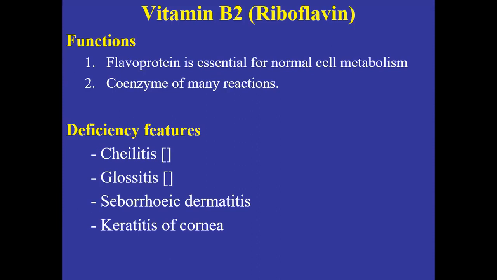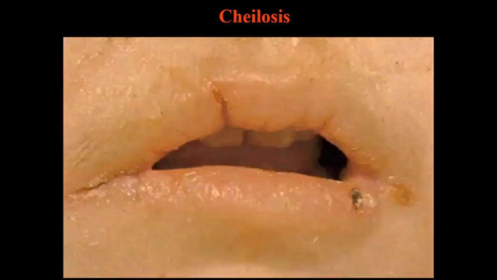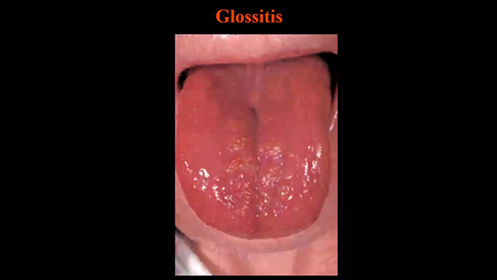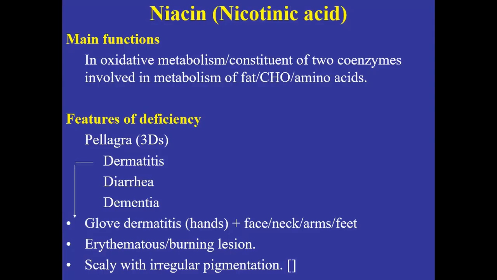فيتامين بي 2 اللي هو رايبوفلافين، الفانكشن مالته flavoprotein essential for normal cell metabolism and coenzyme for many reactions. الديفيشنسي يسوي cheilitis, glossitis, seborrheic dermatitis and keratitis of the cornea. This is the cheilosis اللي هو inflammation and ulceration of the angle of the mouth. This is the glossitis, inflammation of the tongue.